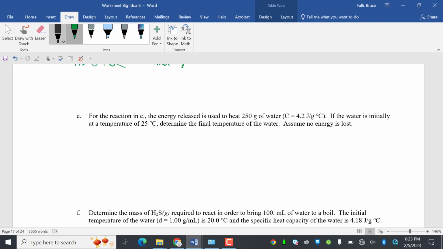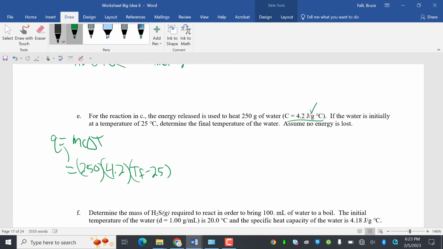So no energy is lost. I'm looking at Q equals MC delta T. Q is a number I'm going to get from C in a minute, but I have 250 grams of water. The specific heat of water they're telling us to use is 4.2. I did check to make sure that it's grams. And the change in temperature, we have to find T sub F minus 25.